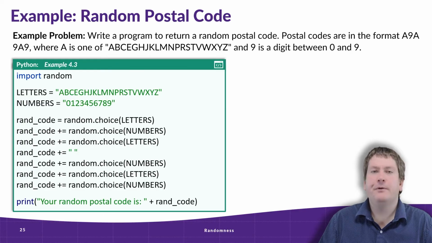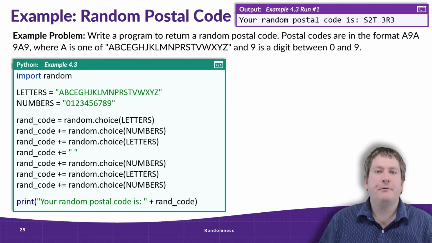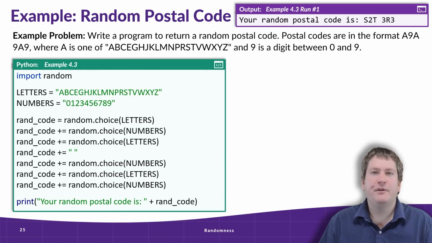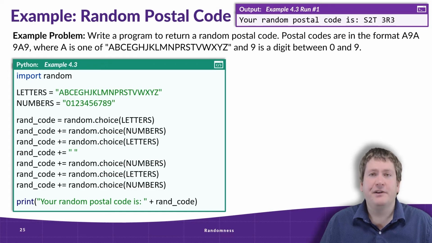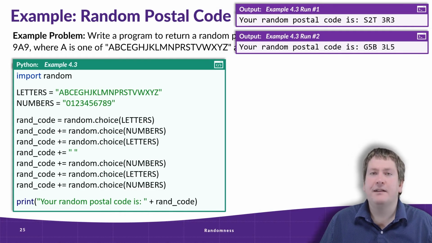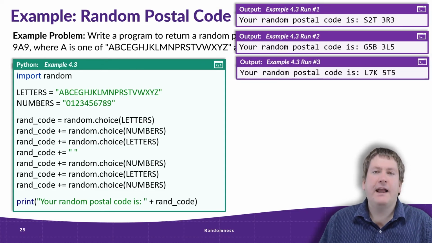So let's see what would happen if we ran this program. Well, first time we run it, maybe we get a result like this, which is a postal code that's S2T 3R3. And because we are using a pseudorandom generator and we're not setting the seed, that means the next time we run it, the seed's going to update based on the system time, and we'll get a different result. So the second time we run it, we might get something like G5B 3L5. And then the third time, something else like L7K 5T5. Each time we run it, we get a different postal code. And again, this is doing it by just choosing random letters, numbers from these two strings, and then adding them together.